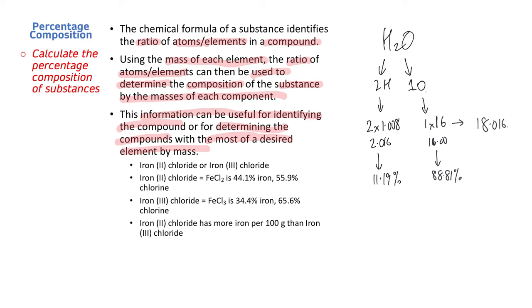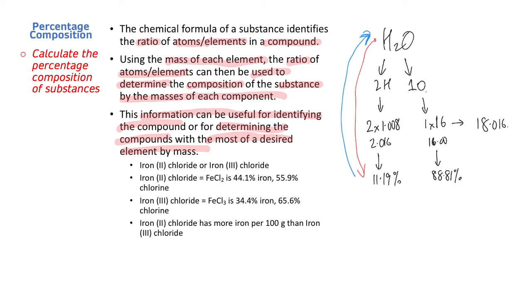So what we've done here is we've gone from the ratio and we've worked out the percentage. Later on, we'll learn how to go from the percentage back to the ratio, especially if that ratio is unknown. So those are the two steps, but we're going with the process of knowing the formula and getting to the percentage now. That's where we're starting.